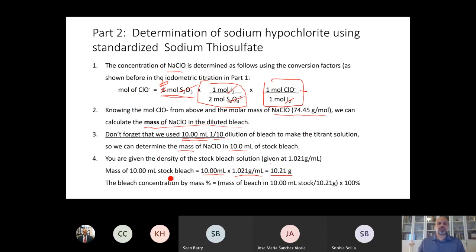And then to figure out the bleach concentration by mass, this is the last step calculation they're asking you to go through. To get the mass of the bleach in that 10 milliliters of stock solution, you're going to be dividing it by the 10.21 grams, and then multiplying that by 100% in order to determine what the bleach concentration is in percent. This is weight per weight percent. So it's going to be pretty straightforward, hopefully.